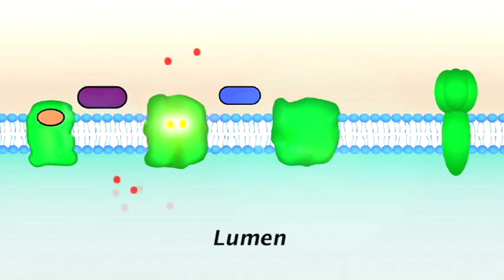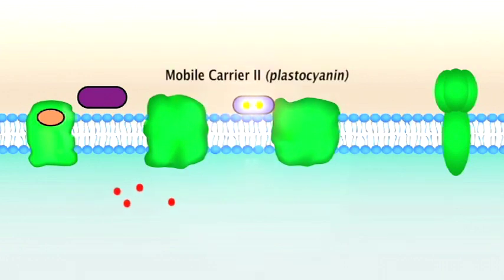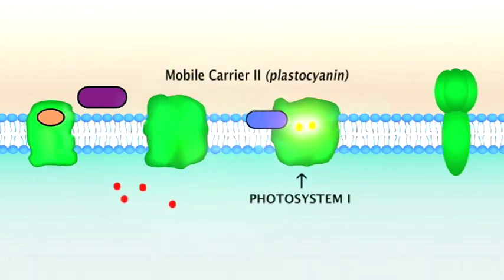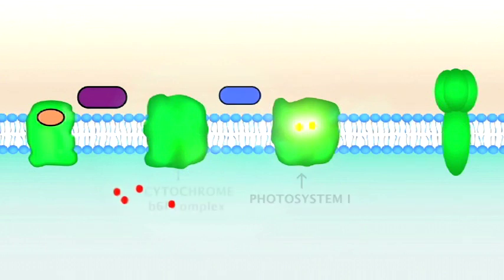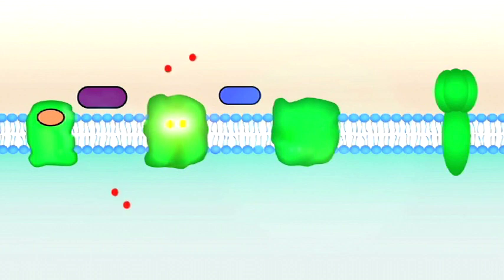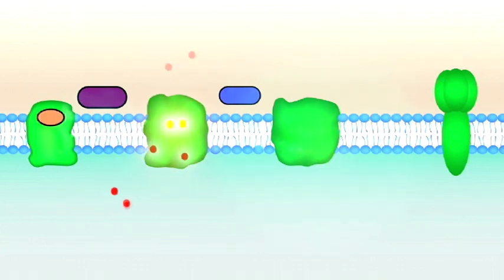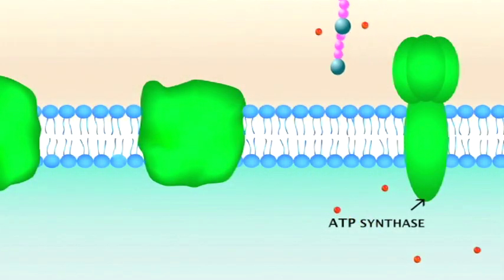And from there, the electrons are moved to a second mobile carrier molecule called plastocyanin, which carries them to photosystem I. Another important feature of the cytochrome complex is that it uses the energy of the electrons passing through it to pump hydrogen ions, that is, protons, from the stroma of the chloroplast across the thylakoid membrane into the lumen. The proton gradient that this creates produces an electrochemical force that will later be used by the ATP synthase complex to make ATP.